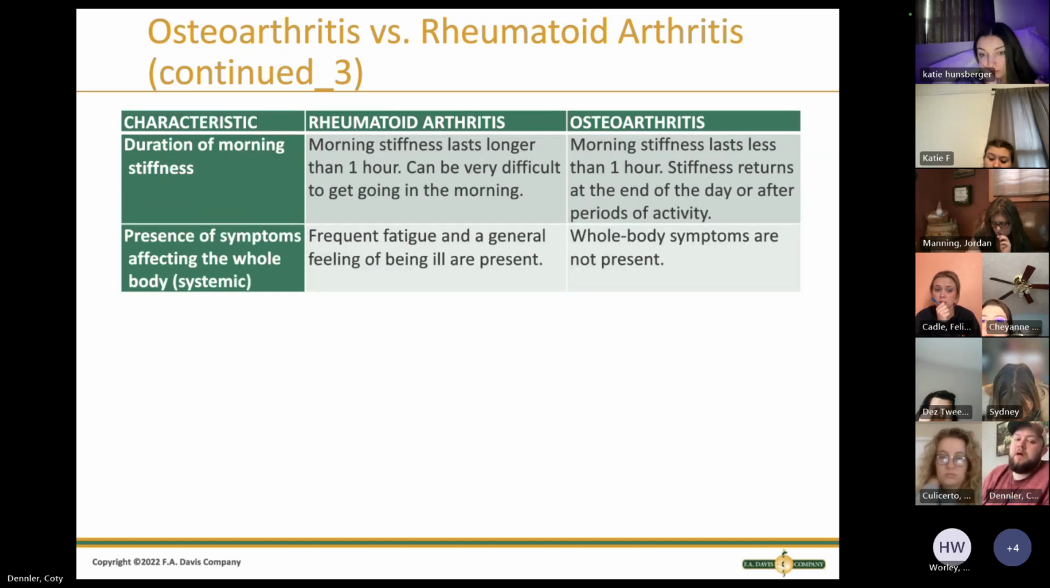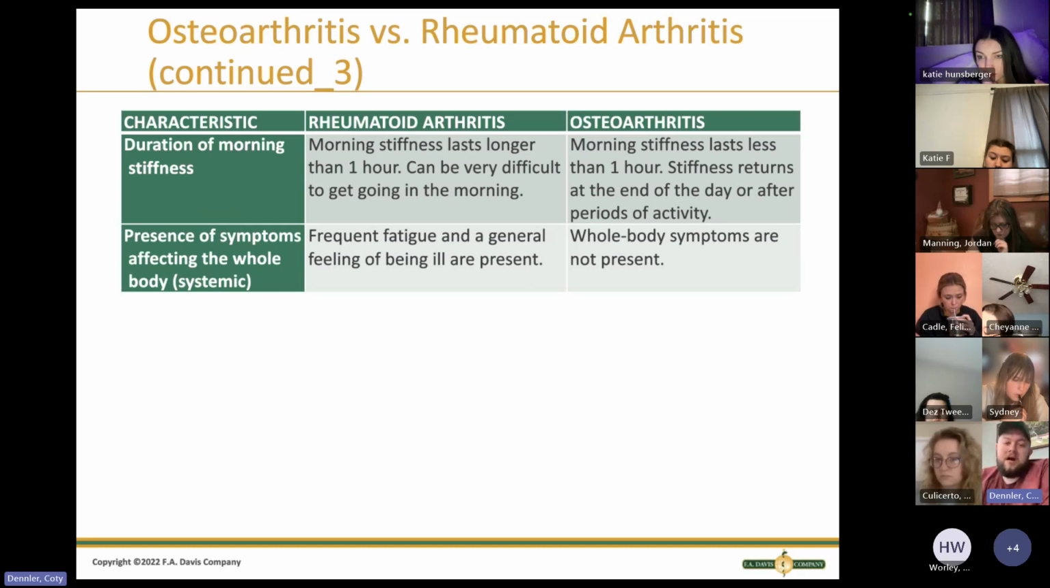Okay. Now, the last little part of this table is the duration of morning stiffness, because anybody with arthritis will tell you about their morning stiffness. So if it lasts longer than an hour, it's RA. It can be very difficult for somebody that has RA to get going in the morning, just because their joints are so stiff. Now with OA, they're still going to be stiff when they wake up, but that should start to go away a little bit after they move.